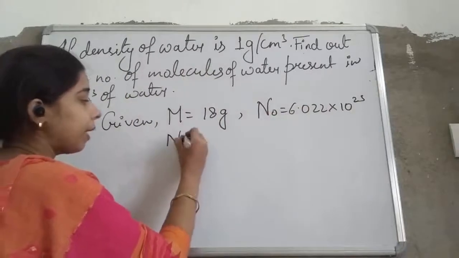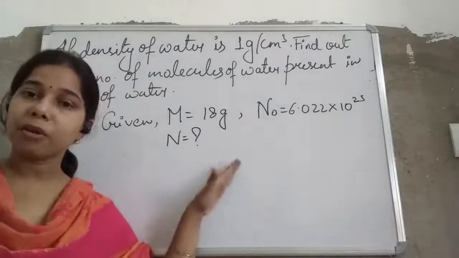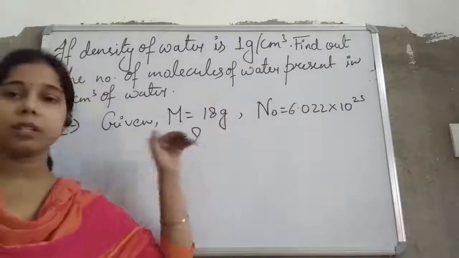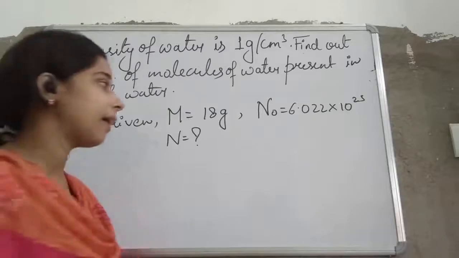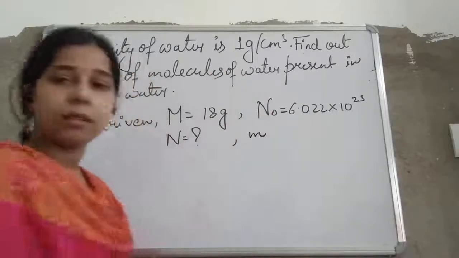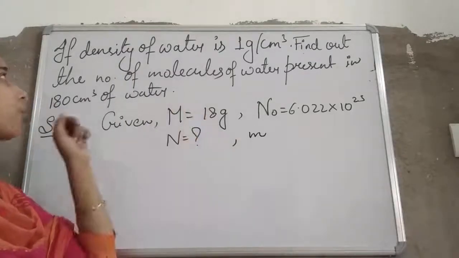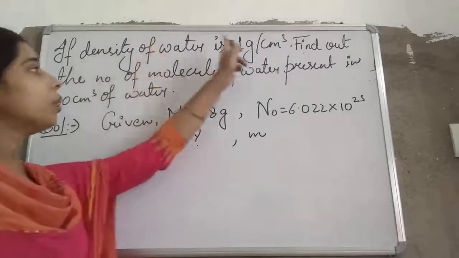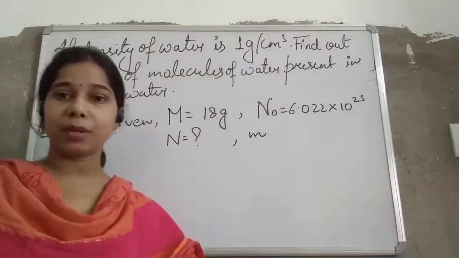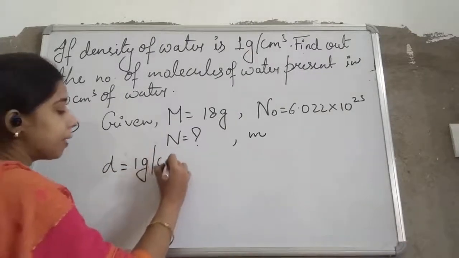What we have to find is the capital N, that is the number of particles, the number of molecules present in this water. Now one more thing which is needed is the mass. How will we find the mass, students? So you see here, in this question, what things are given? The density of the water is 1 gram per centimeter cube.